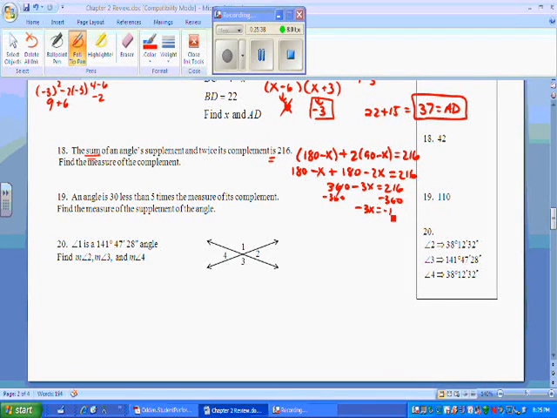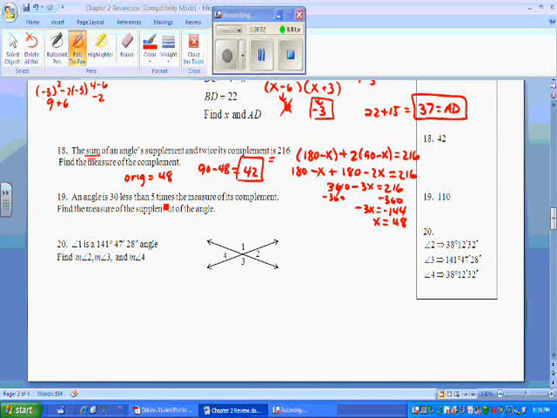216 minus the 360, so negative 3x is now equal to negative 144 divided by negative 3. Negative divided by negative becomes positive, so that's 48. Find the measure of the complement. Well, if the original angle equals 48, the complement is 90 minus 48, which ends up equaling 42 degrees.